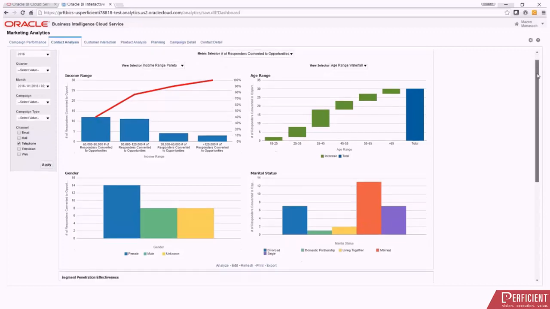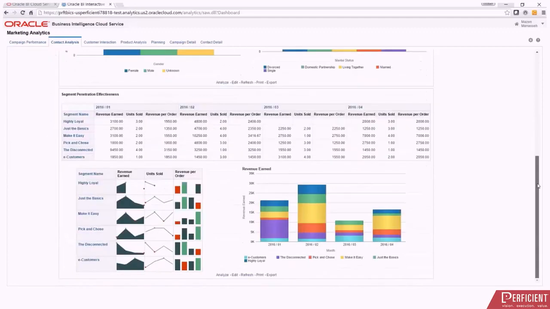Other insights I can gain as a marketing analyst are related to segment penetration effectiveness. This allows me to know where we need to focus our future campaigns. The trellis view here shows me at a glance how my different segments are trending over time. So I notice the disconnected segment is trending down on revenue, and therefore we need to be careful how we focus on that segment and also perhaps revise the marketing strategies for that group.